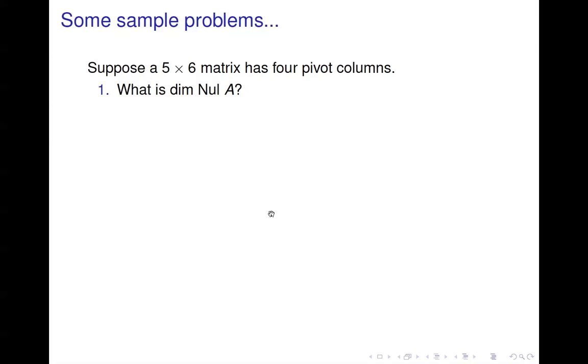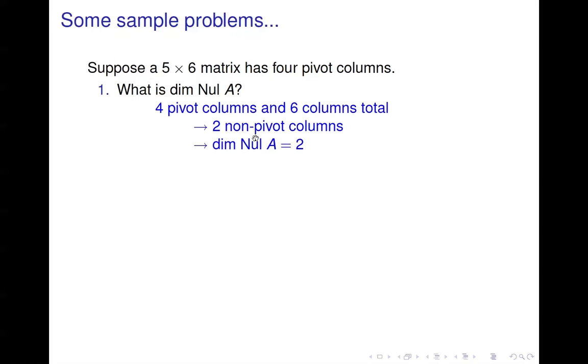Okay, so the first one says, suppose a 5 by 6 matrix, let's call it A, has 4 pivot columns. Okay, so it's a 5 by 6 matrix with 4 pivot columns. If it has 4 pivot columns, then that means it has 2 non-pivot columns. So what's the dimension of the null space of A? Must be 2, right, because you've got 2 non-pivot columns.